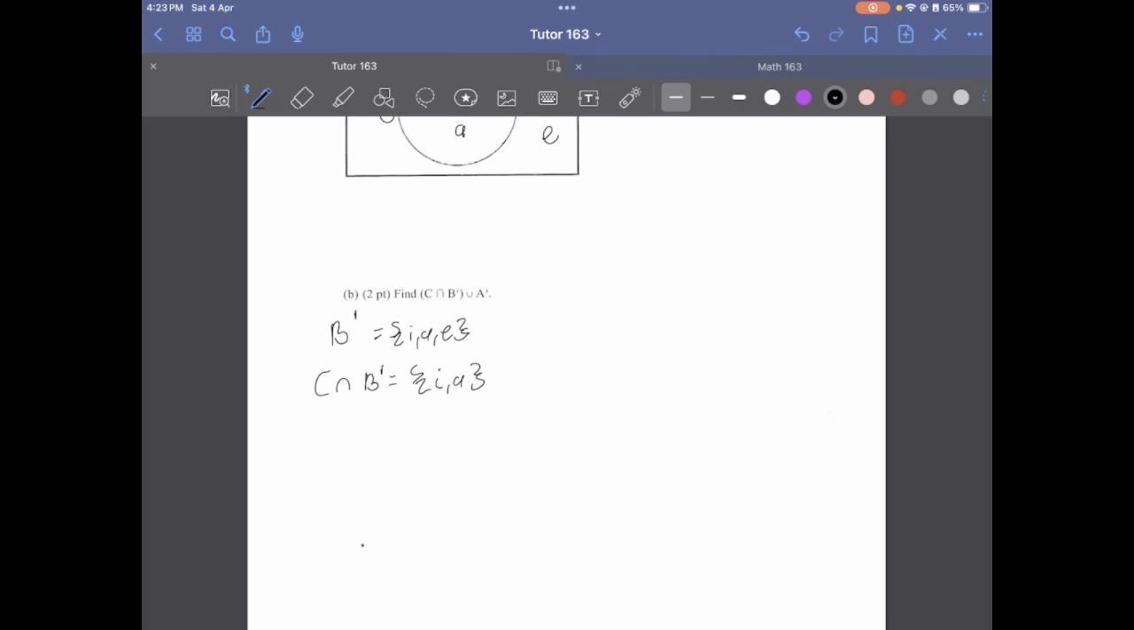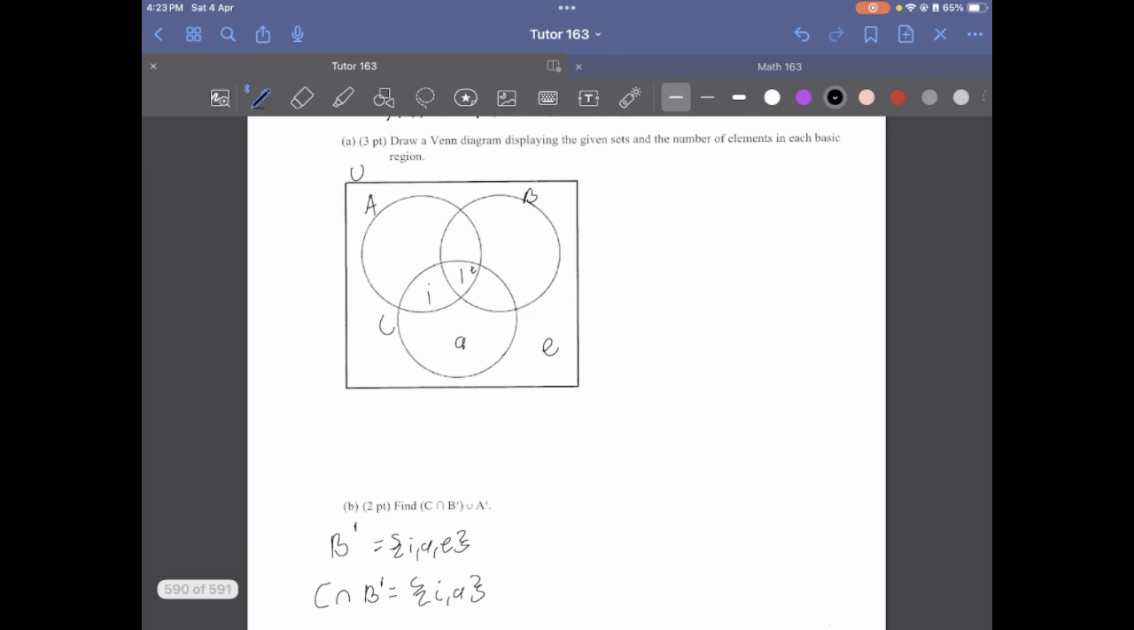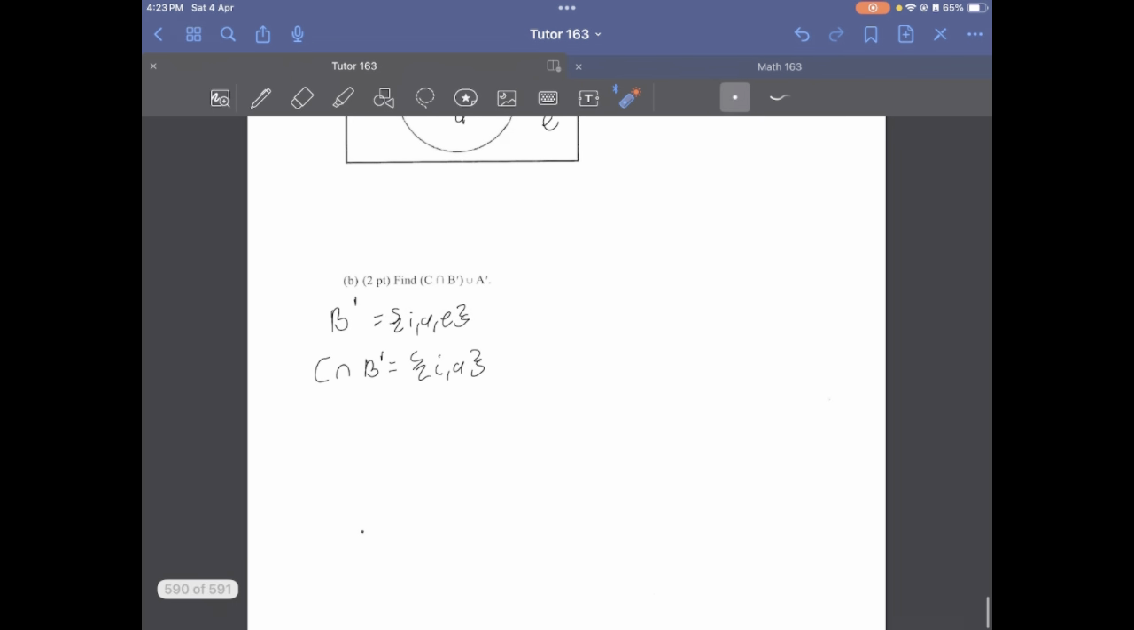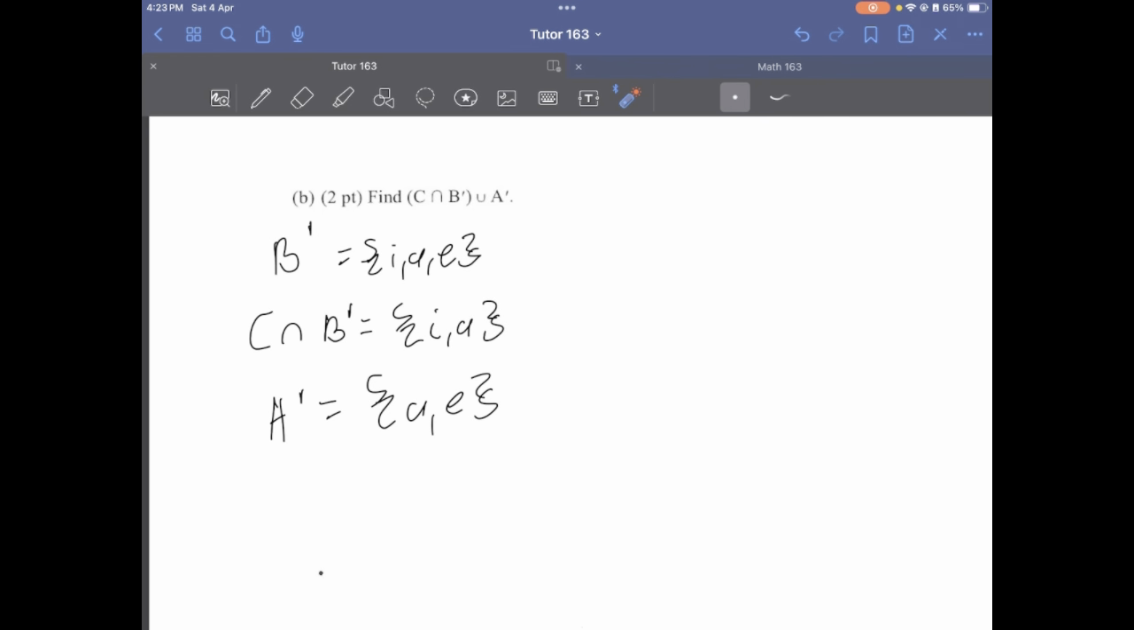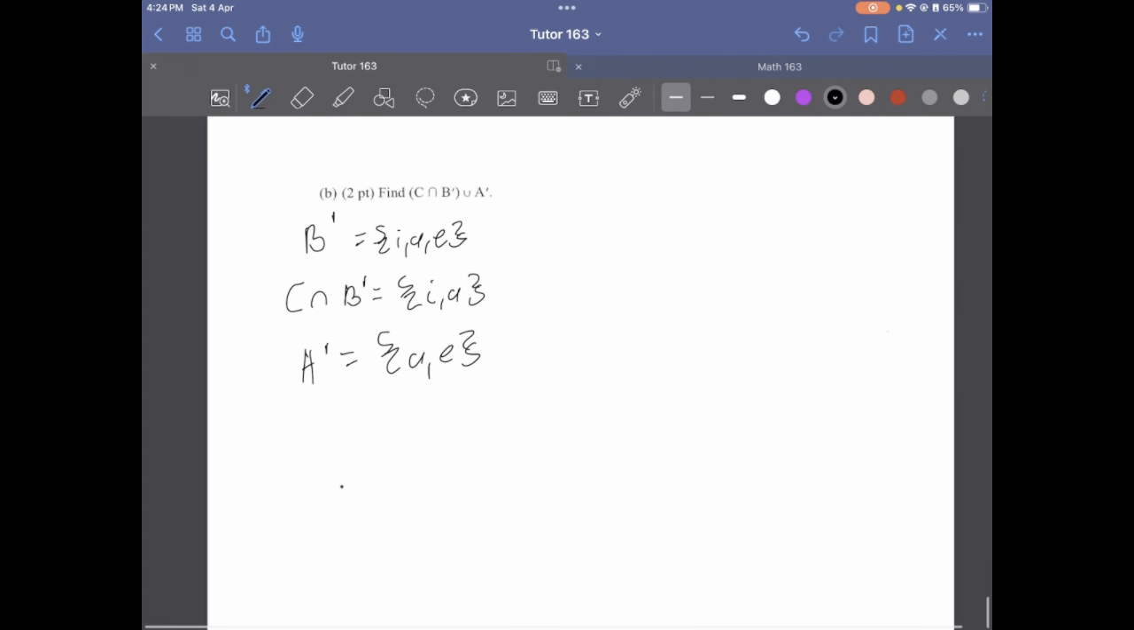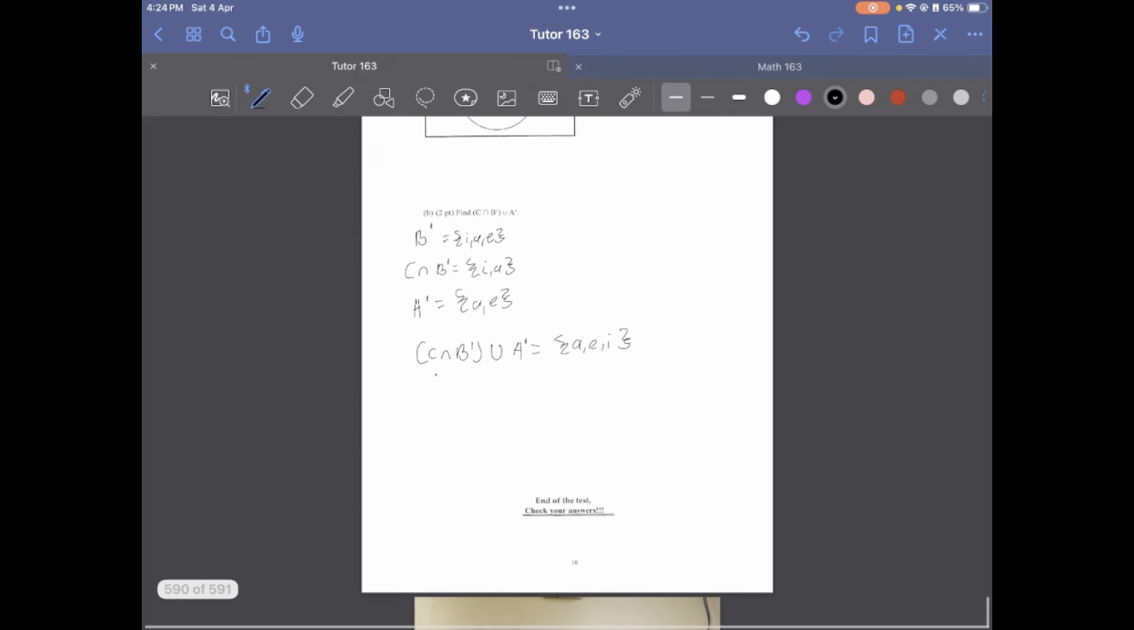Okay. So now we gotta look for A complement. What's everything outside of A? Just A and E. Okay. So now we're putting these two together. Okay. So C intersection B complement union with A complement is equal to I. Well, let's put it in order. A, E, I. Okay. And that's our answer, and that is our test.